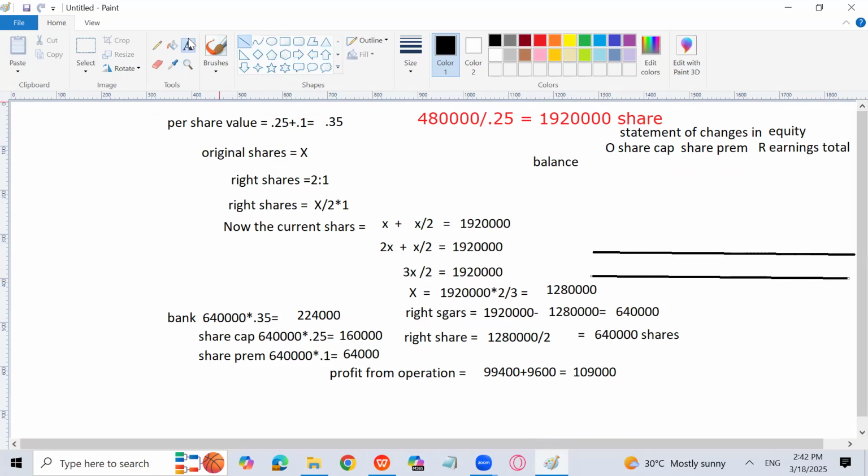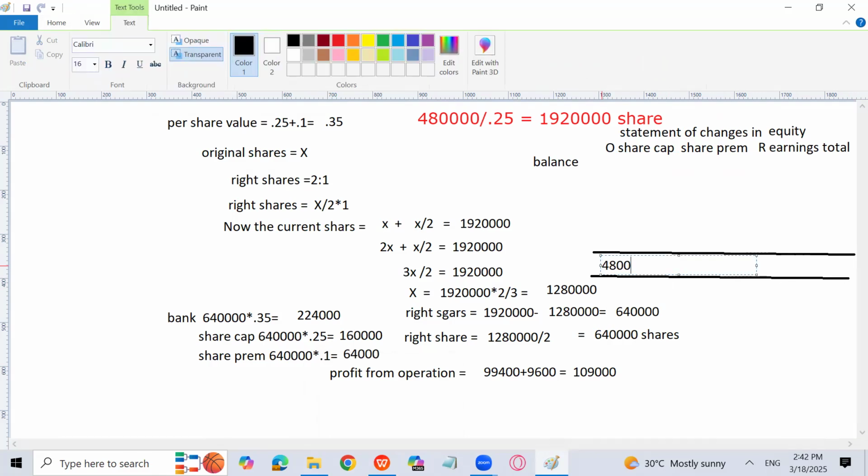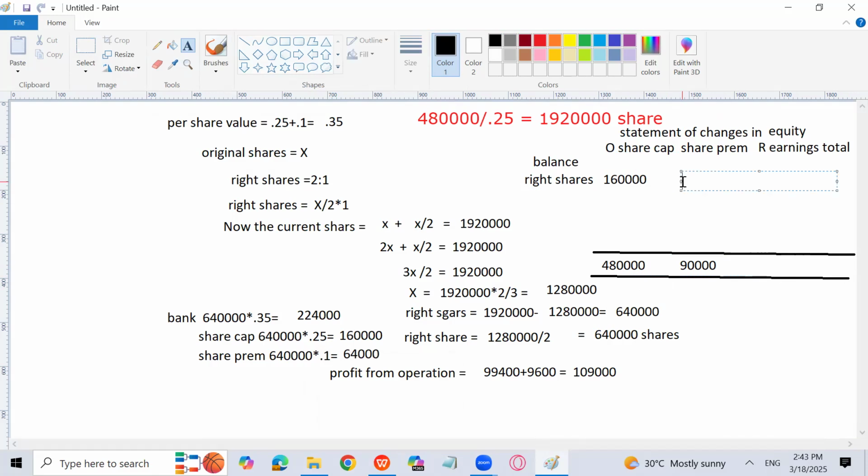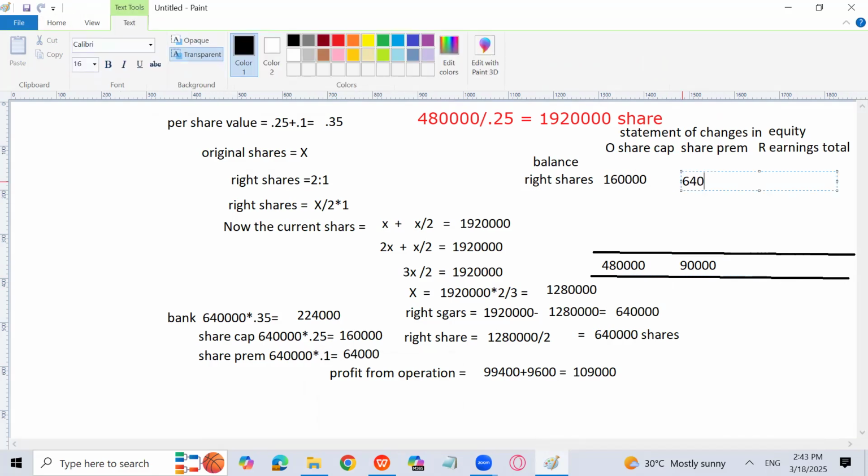So the amount of ordinary share capital at the end is given in the question, and that is 4,80,000, right? 4,80,000. The amount of share premium given in the question is basically 90,000. It is given. Okay. So I can write here, right shares, which has been issued, and the right share amount is 1,60,000. We have calculated that. And the share premium on these right shares, the amount is 64,000.